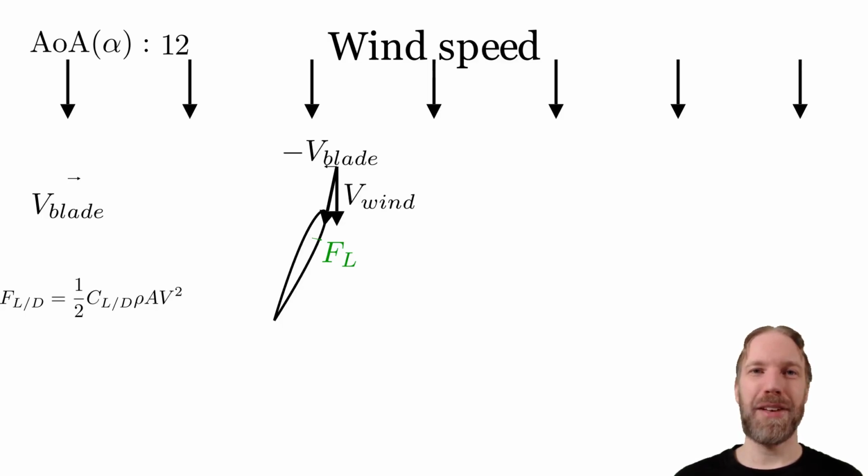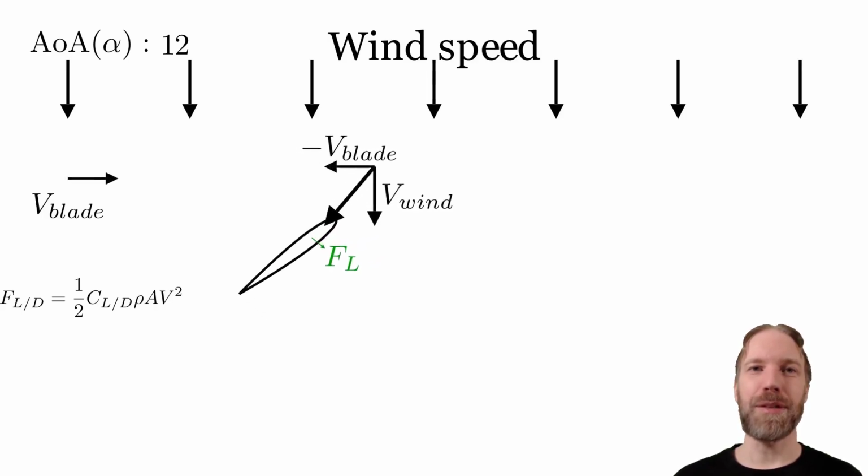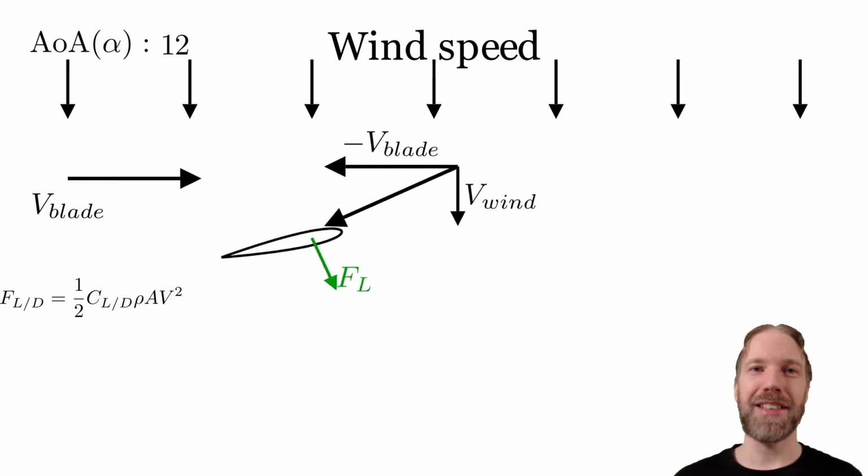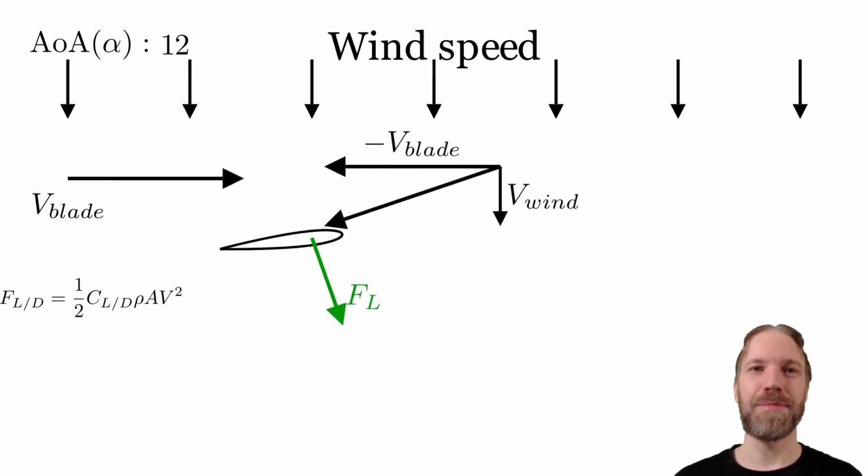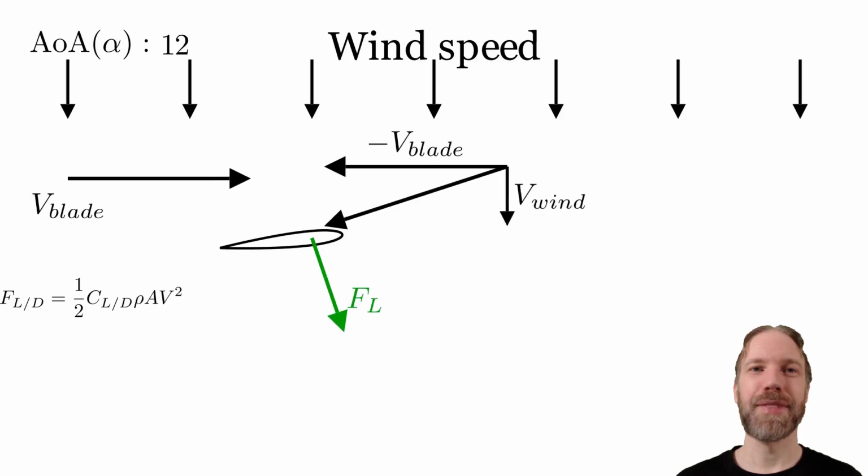Let the movement speed of the blade increase. As the lift force is always perpendicular to relative wind speed, we can see that its direction changes when the blade speed is increased. We will introduce the name VREL for the relative wind speed. The magnitude of the relative wind speed can be calculated from the Pythagorean theorem. It is the relative wind speed we should use when calculating lift and drag forces.